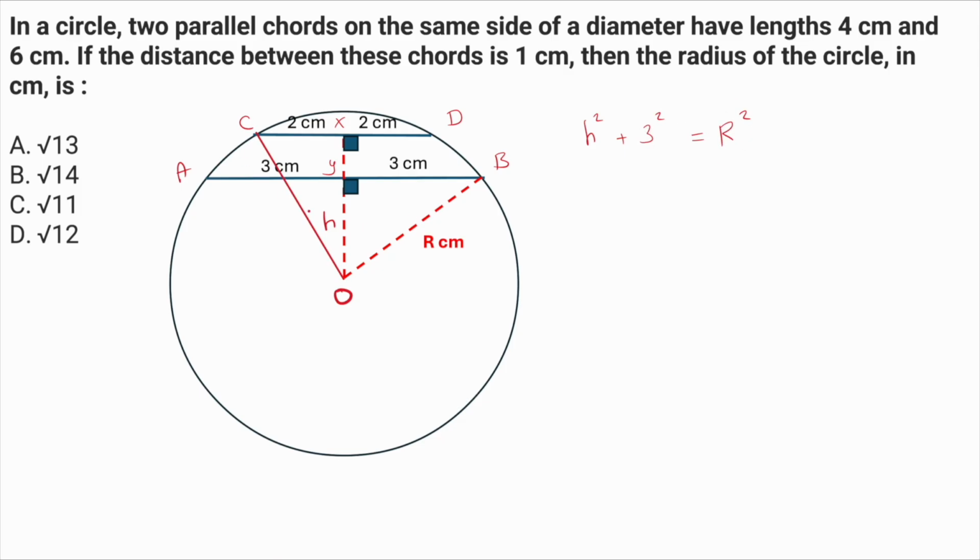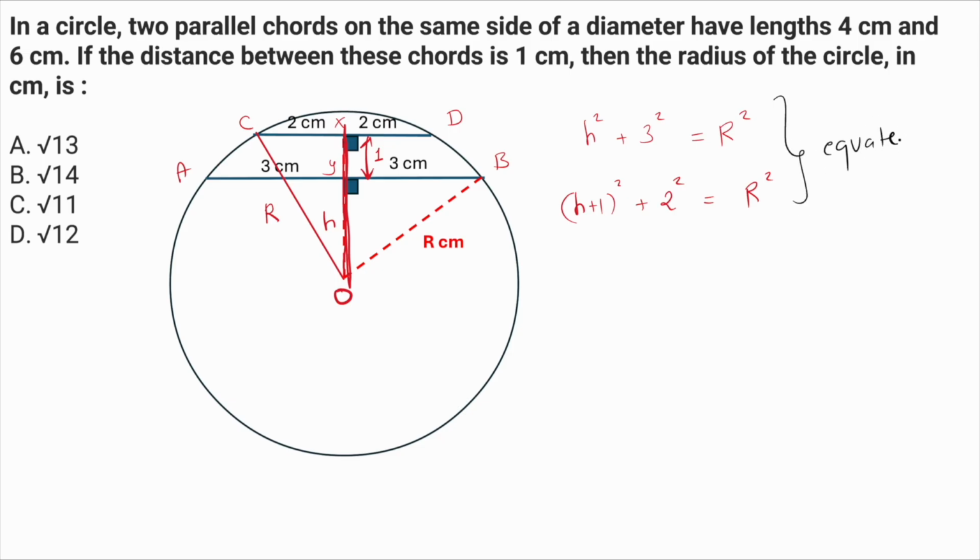Similarly, if I join the line OC, guys, OC is also the radius of the circle, R centimeters. Now in triangle OCX also I can write the Pythagoras theorem. I know the distance XY has been given in the question as 1 centimeter. So OX entirely becomes H plus 1. So in triangle OCX I can write H plus 1 the whole square plus 2 square should be equal to R square.